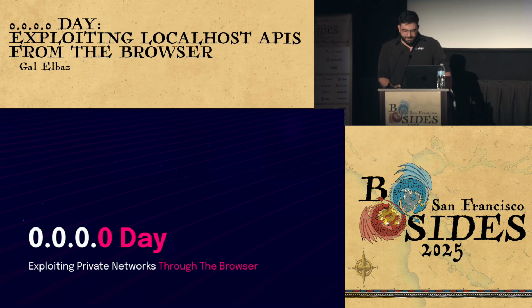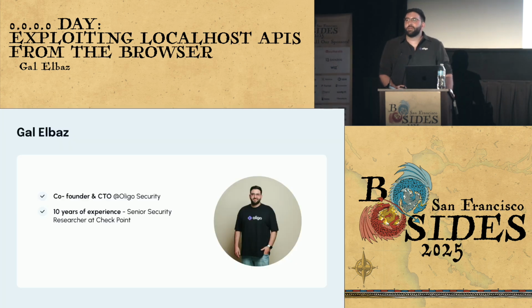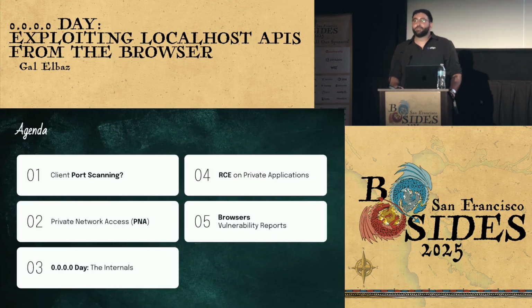And let's begin. So quickly about me, I'm Gal. I'm the co-founder and CTO of Oligo Security. I've been more than a decade in security research, attending exactly those conferences and talks, so really happy to be here. I started my career at Checkpoint, hacking and breaking applications for a living, and now also protecting them, but we'll leave that aside.